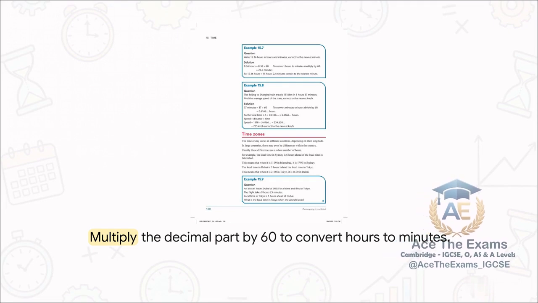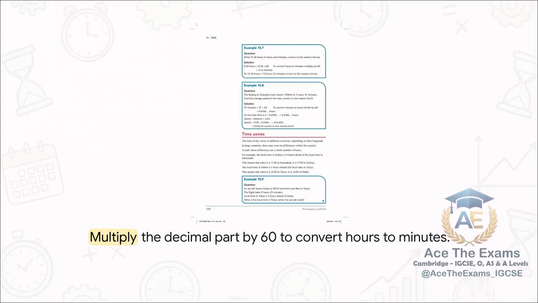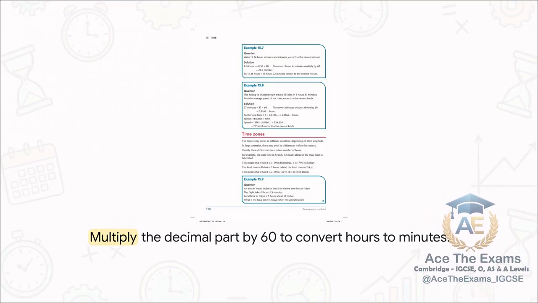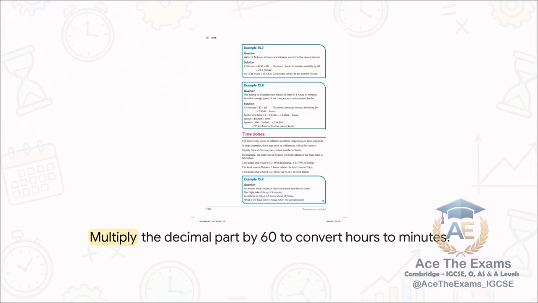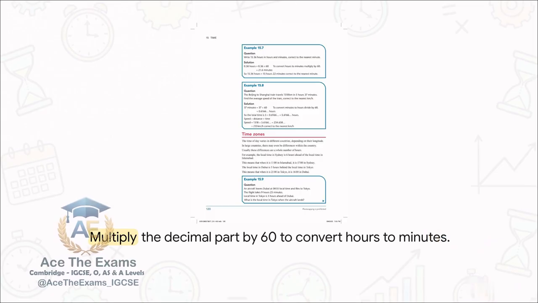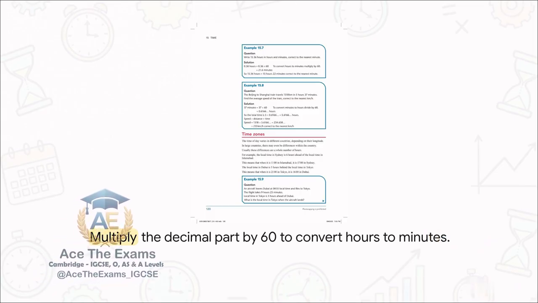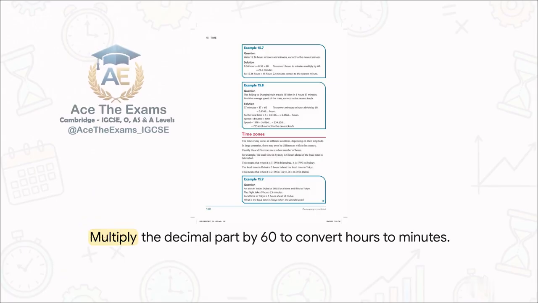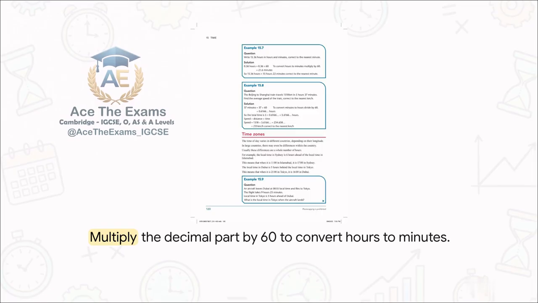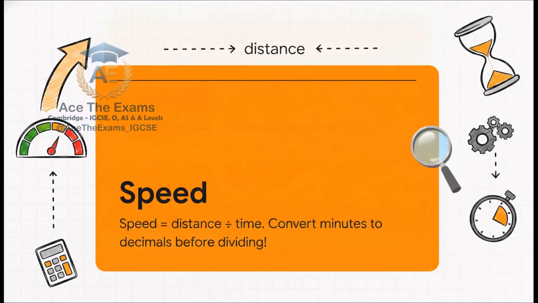Looking at the exact mathematical solution, the steps are pretty straightforward. To properly convert that decimal into real minutes, you isolate just the decimal part, the 0.36, and you multiply it by 60. So 0.36 multiplied by 60 gives you exactly 21.6 minutes. Therefore, 15.36 hours is actually 15 hours and 22 minutes when we round it to the nearest minute. See the difference?